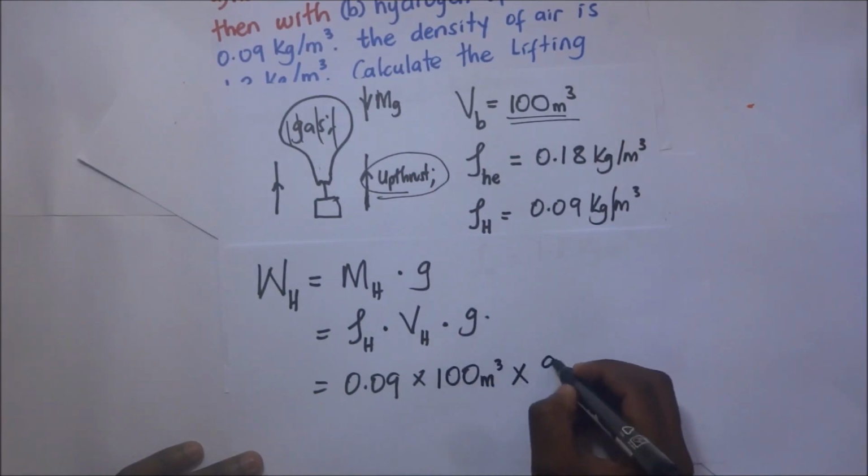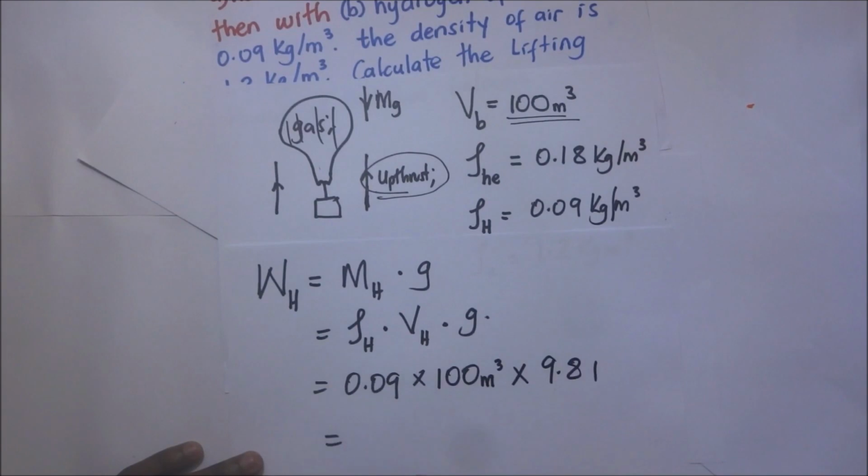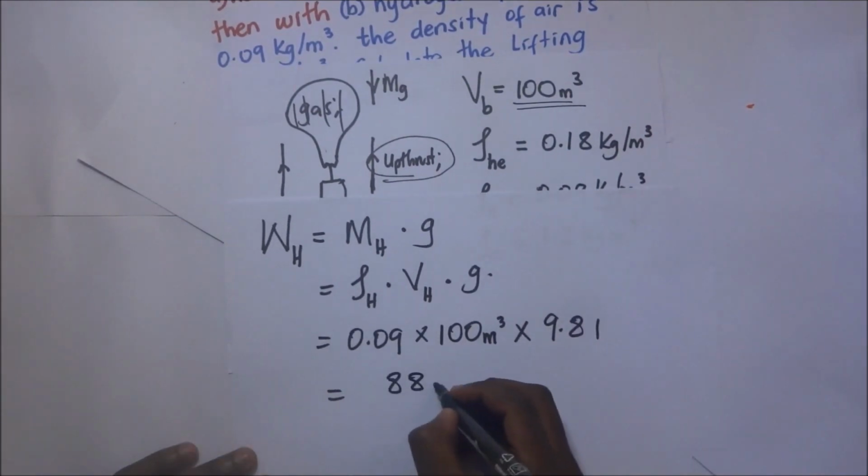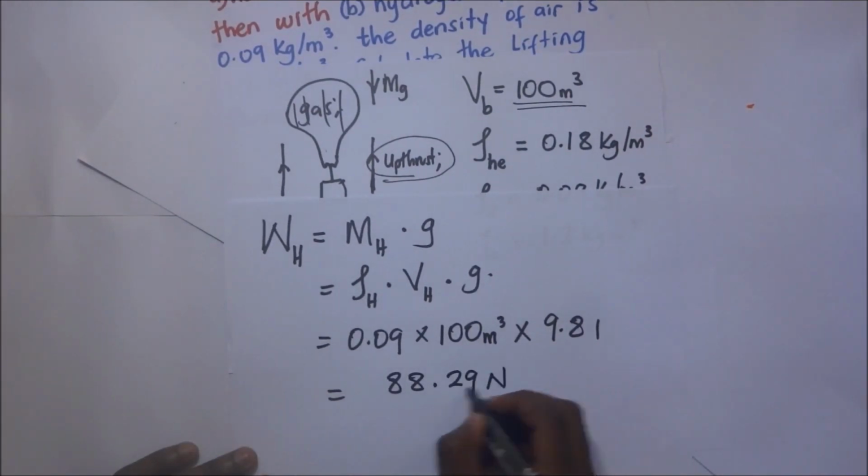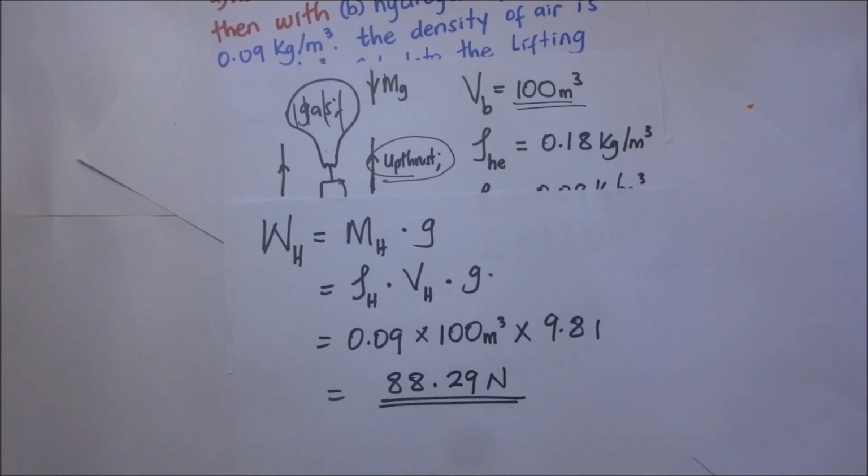Multiply that by gravity, which is 9.81. And what do we end up with? 88.29 newtons. That is the weight of this gas when it is in the balloon.